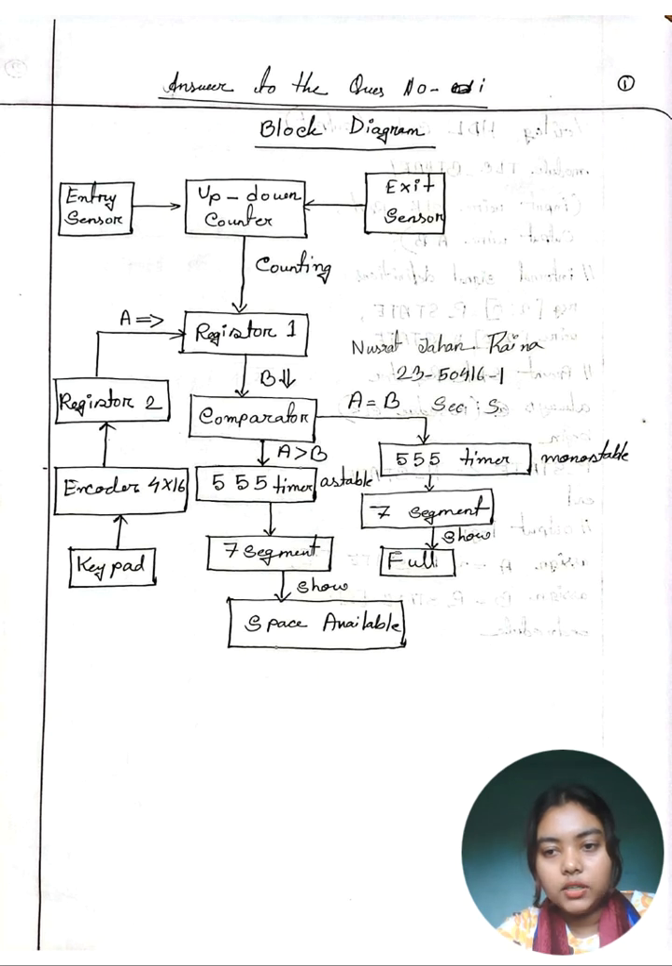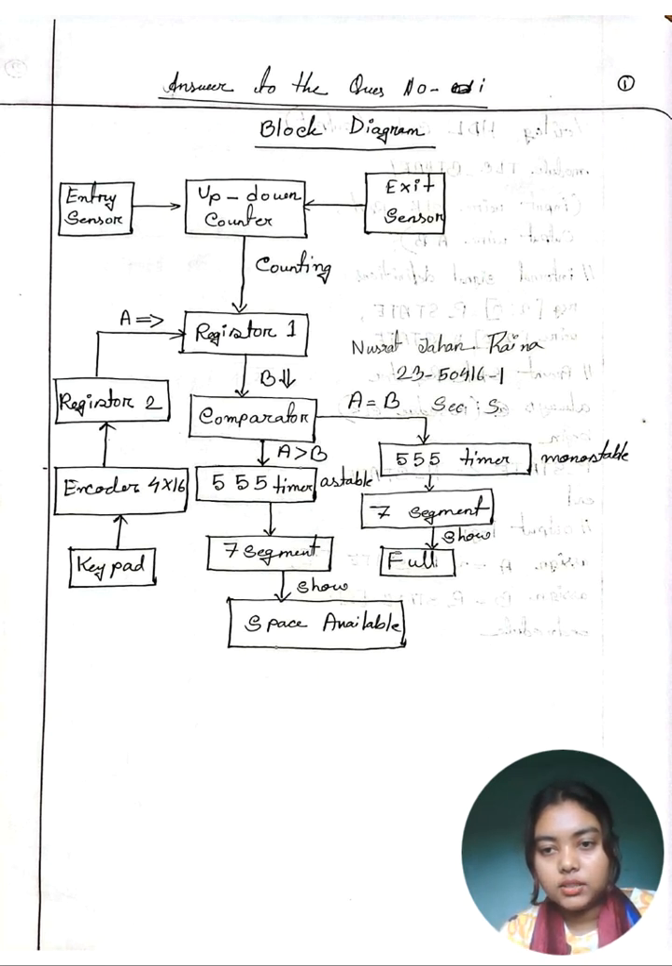These sensors feed into an up-down counter. The diagram shows that the counter's output, representing the current count, is labeled as A. The counter's output A is connected to register 1.